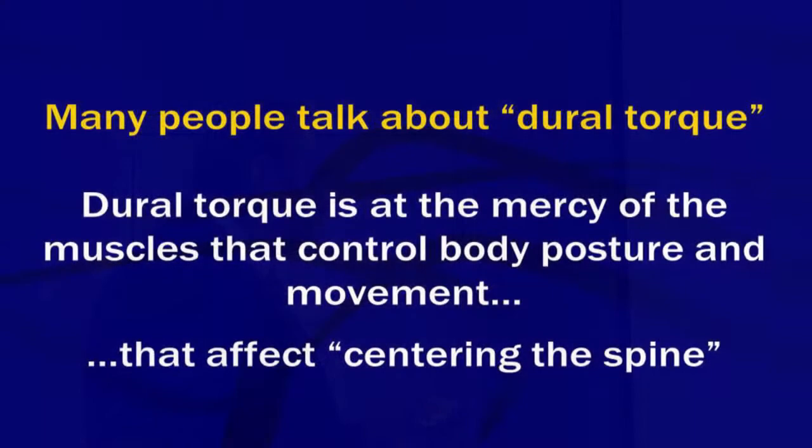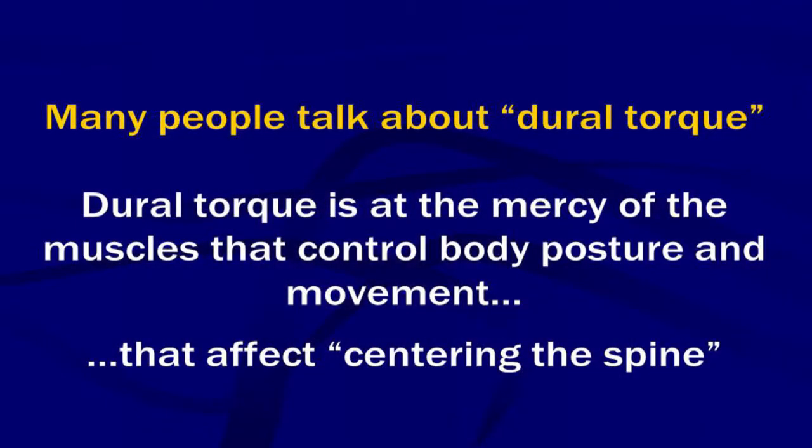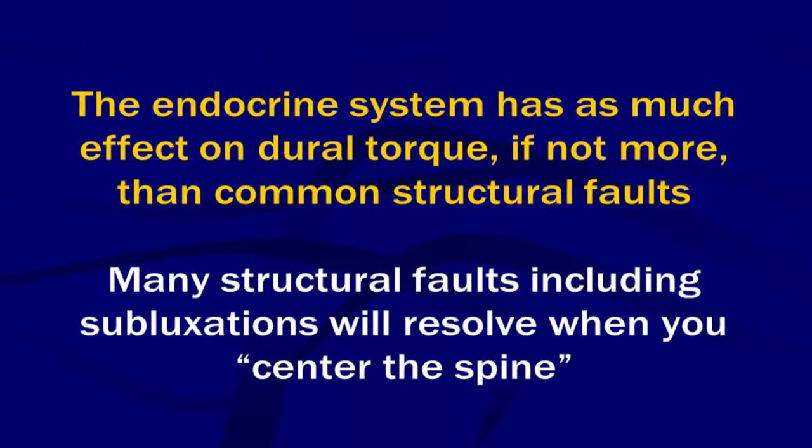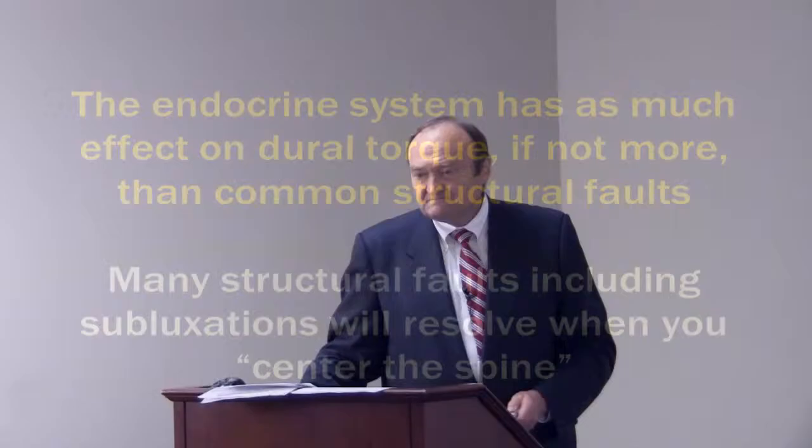And when you do that, the dural torque is at the mercy of these muscles, and then you center the spine, and then you take the dural torque off. So the endocrine system has as much effect on dural torque, if not more, than common structural faults. Many structural faults, including subluxations, will resolve when you center the spine. And so I believe in dural torque, but it's not an entity.